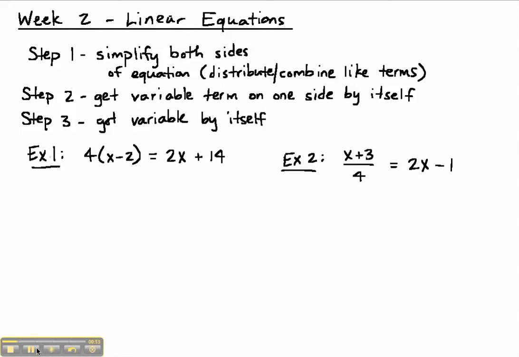So in example 1, we have 4 parentheses x minus 2 equals 2x plus 14. So our first step would be to simplify both sides of the equation. So on the left-hand side, we can distribute, and we said distribute is when we multiply the number on the outside by everything on the inside. So 4 times x is 4x, and 4 times negative 2 is negative 8.